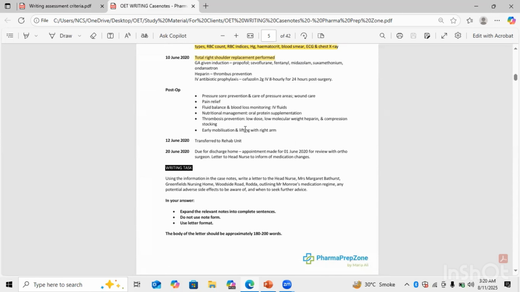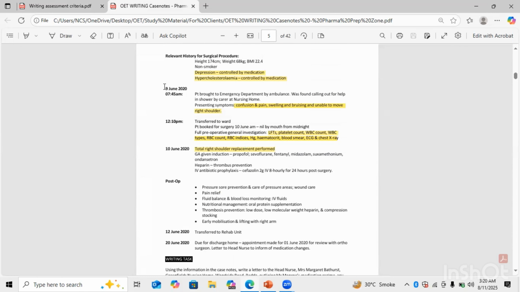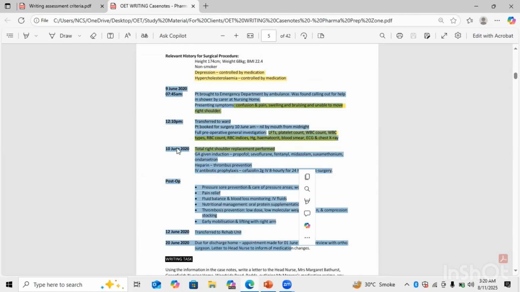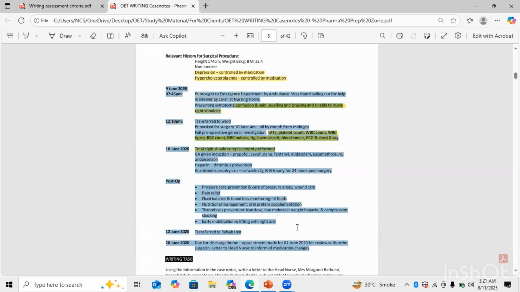Now, in this letter, your writing task is mainly to highlight the medication regimen and side effects. But here they have given a lot of details about the surgery which the patient went through. So you won't be talking about the surgery, like you won't be telling that he was admitted, the presenting complaints were this, then he was given pre-operative investigations, and then he was given general anesthesia, heparin, IV antibiotics, and then total post-operative care. You won't be mentioning these things because these are not your writing task. If you talk about these things, it will be irrelevant.